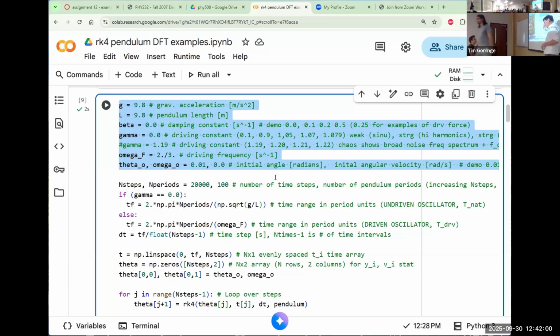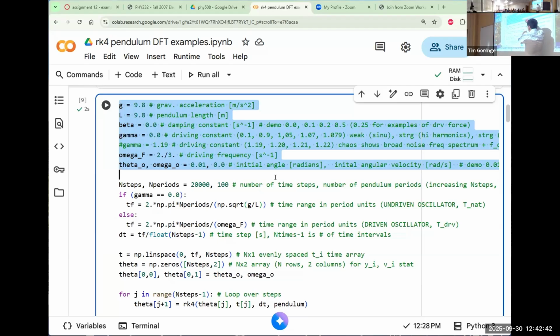So I've got beta the damping constant and gamma the driving constant and omega f its frequency. And I'm going to use omega f as if it's in the units of omega naught, the natural frequency, but that's 1 radian per second anyway. So here are the parameters. Right now it's set up just for a simple pendulum. So there's no damping, beta 0. There's no driving, gamma 0. And I've just displaced the pendulum slightly from the equilibrium position by a few degrees and released the pendulum from rest. So those are the initial conditions.